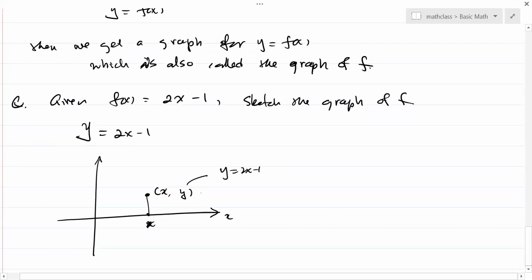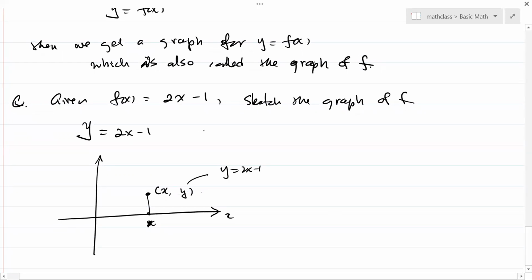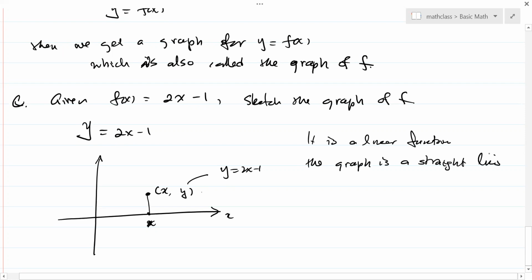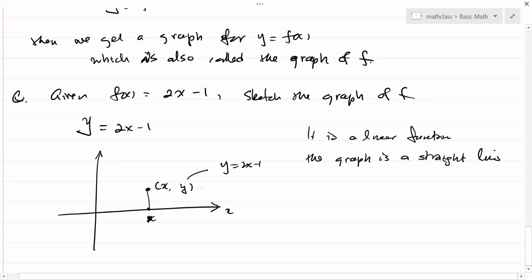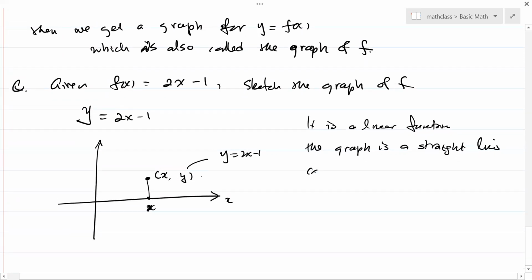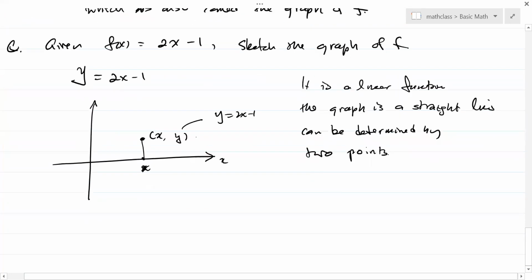Now we know that this is a linear function. So the graph, we know that the graph is a straight line. So how do you determine a line? You probably just need 2 points, which can be determined by 2 points only. So let's find only 2 points to sketch the graph.